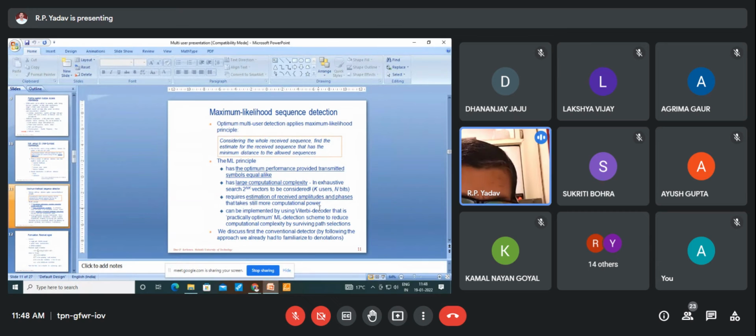This can be implemented by using a Viterbi decoder, which is a practically optimum maximum likelihood detection scheme. I think this is a little advanced, but when you take a course in advanced digital communication, you will come across this maximum likelihood detection scheme, used to reduce computational complexity for surviving path selections. We first discuss the conventional detector, following the approach and notation we are already familiar with.